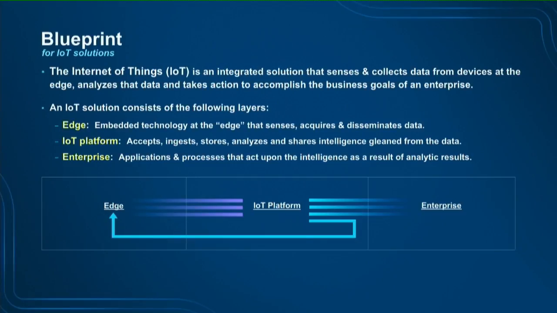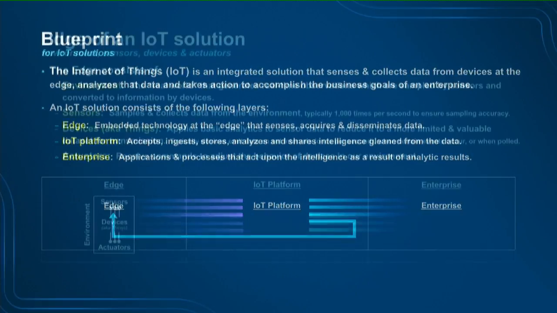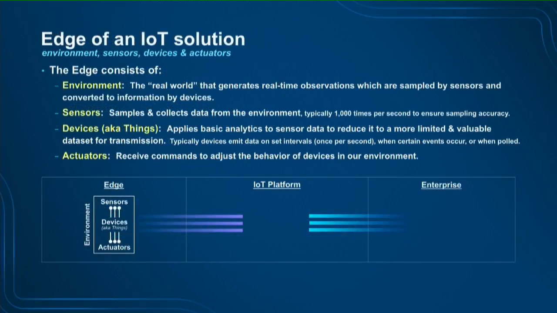And the IoT platform accepts this, ingests it, sometimes stores it, and analyzes it either in the stream of data as it's coming in, or after the fact once it's stored, on a periodic basis. The results of that analytic would be shared as intelligence that can be used by the enterprise to make decisions or perform actions. And then on the enterprise side, that's basically where that intel is used to do things and take appropriate actions.